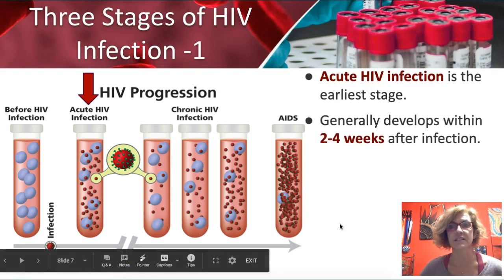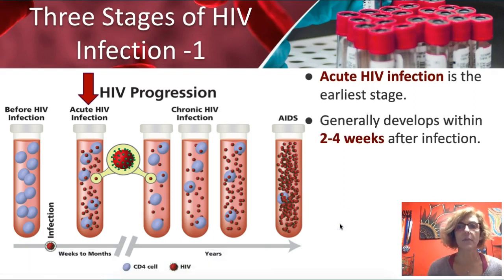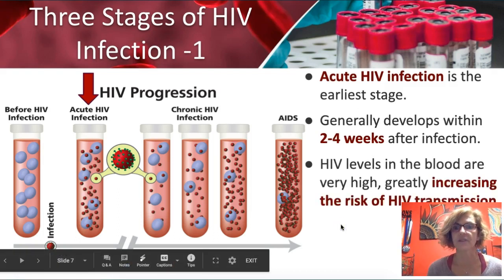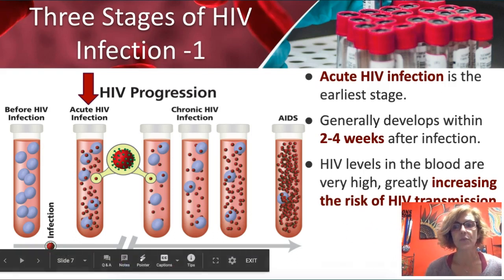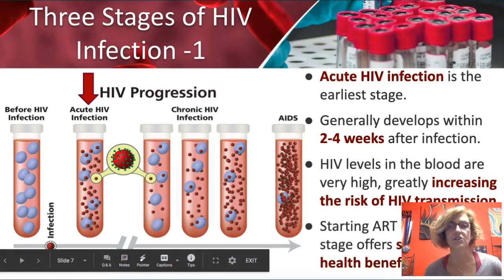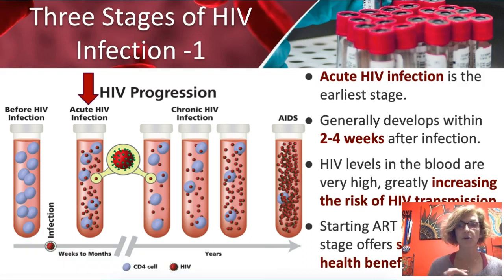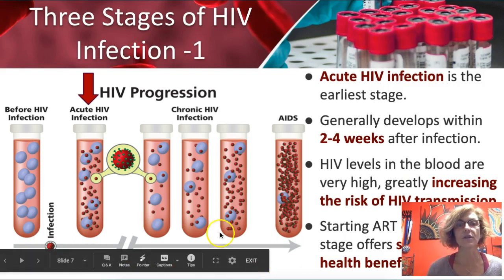The acute infection is the earliest stage. That usually lasts about 2 to 4 weeks after the infection. That's when you're going to have all those cold symptoms like the flu. What you see happening is the HIV levels in the blood are increasing, and the risk of transmitting the HIV infection is very high. When your viral load is high, it's very easy for it to be passed on. If you start antiretroviral drugs at this stage, you can have huge benefits in keeping your viral level to a very low number.